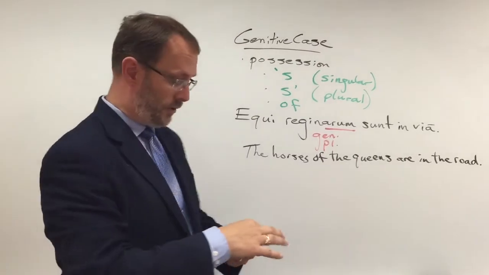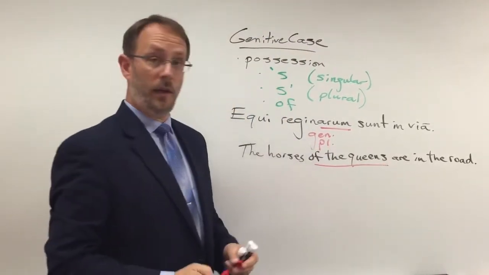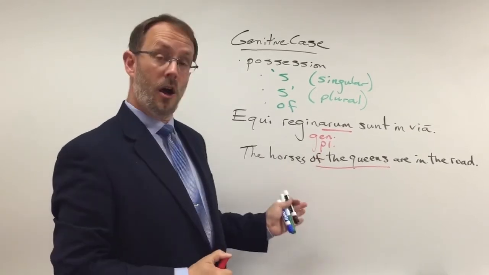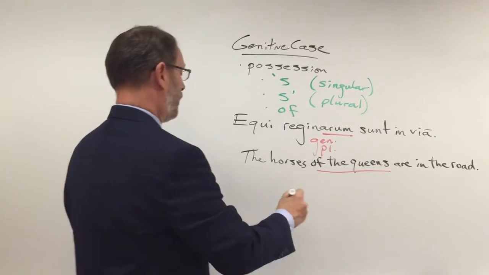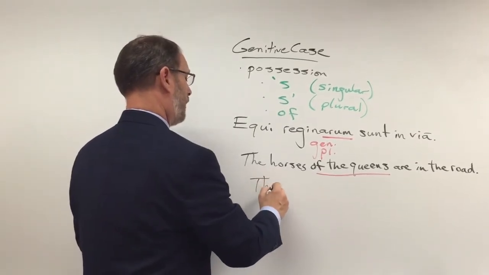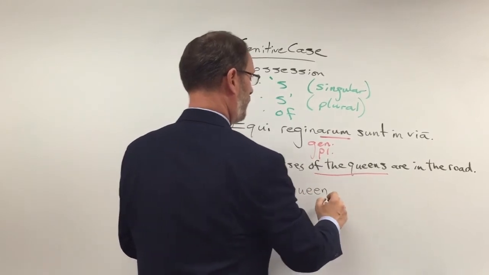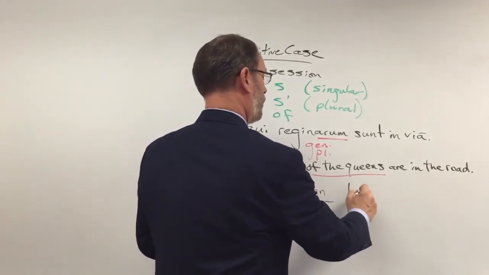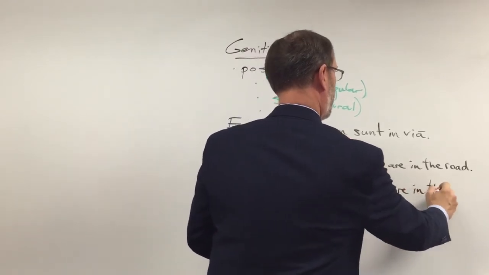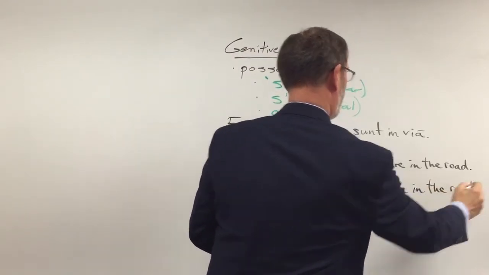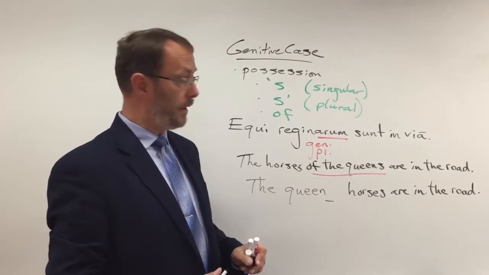So I could have shown the possession using the of, indicating that multiple queens own these horses who are in the road. We could have also written it another way. We could have said the queen something horses are in the road. The real question is, do I want apostrophe S or S apostrophe?